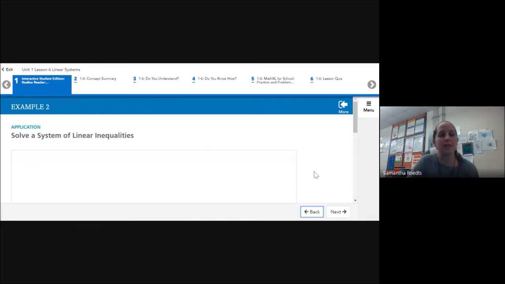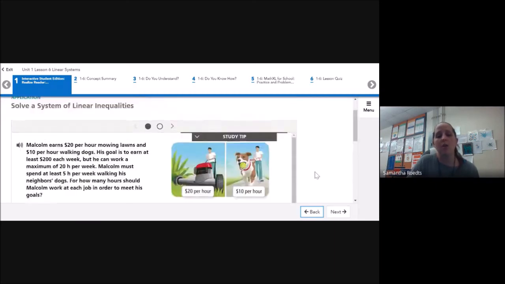Number 2, solving a system of linear inequalities. Malcolm earns $20 per hour mowing lawns and $10 per hour walking dogs. His goal is to earn at least $200 each week, but he can work a maximum of 20 hours per week. Malcolm must spend at least 5 hours per week walking his neighbor's dog. For how many hours should Malcolm work at each job in order to meet his goals?